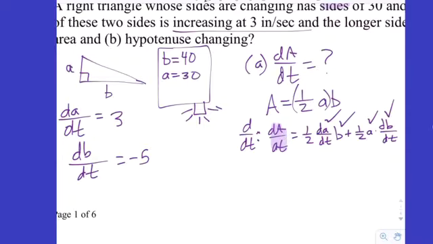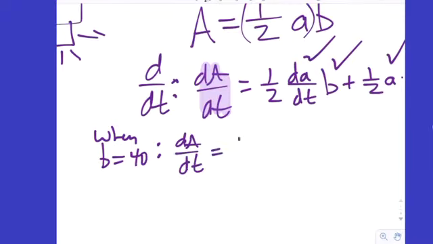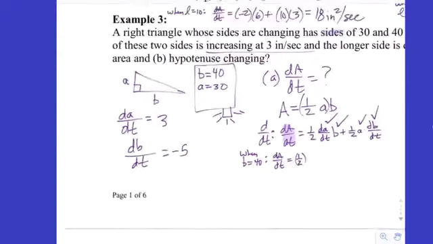And the way you typically find the missing quantity is by going back to the position equation, or doing something else, which we'll look at when the time comes. All right, so now we just have to plug in. So I'll reference b. When b equals 40, colon, we plug in. We get dA/dt equals 1/2 times dA/dt.